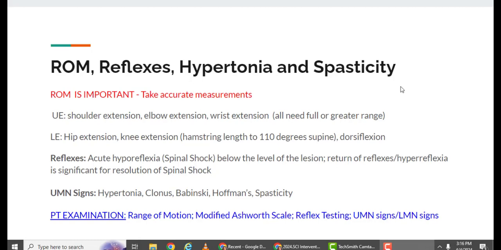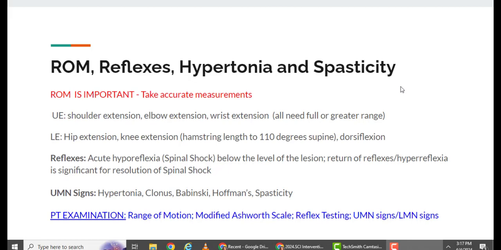Other examination components that are our bread and butter are range of motion and reflexes, looking at high muscle tone and spasticity. Okay, range of motion is going to be extremely important. I think we've talked about this. I'm hoping that you can spit these out in your sleep. Right? We really need shoulder extension, elbow extension, wrist extension, either at least full or possibly greater ranges. Okay? Hip extension, knee extension, we need those for standing, as well as some long sitting and transfers, keeping in mind that we want that hamstring length to about 110 degrees.